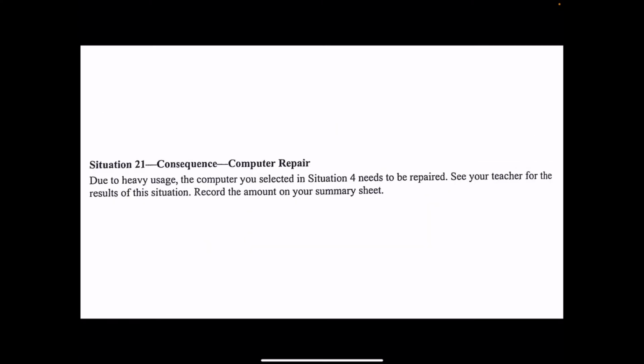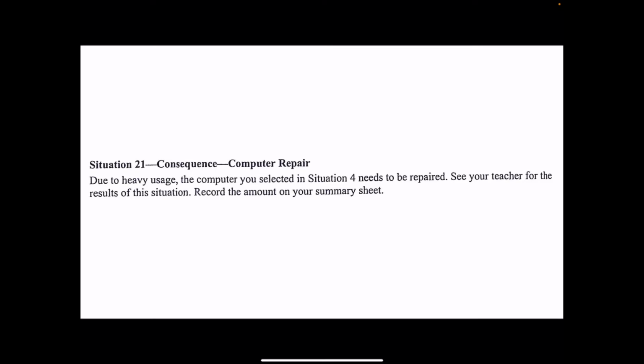Situation 21 is a consequence, your computer repair. Due to heavy usage, the computer you selected in situation 4 needs repair. So go up to situation 4 and look at your choice. Remember, situation 4, choice A, you purchased with monthly payments. B, you rented the computer. And C, you purchased it. Okay.